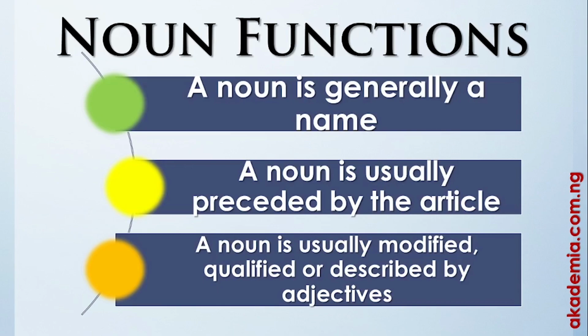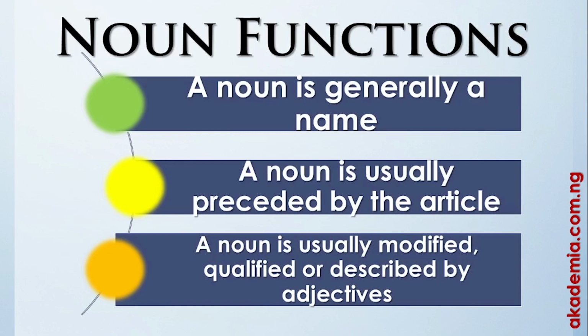Secondly, a noun is usually preceded by the article. We have two types of articles, the definite article and the indefinite article. So a noun is usually preceded by the article. We will look at this shortly. Another way to identify a noun is that a noun is usually modified, qualified, or described by adjectives. That is very important. When a lexical item is a noun, one way to identify it is that there's an adjective before that noun to modify it. When the adjective comes after the noun, then the adjective is qualifying it.